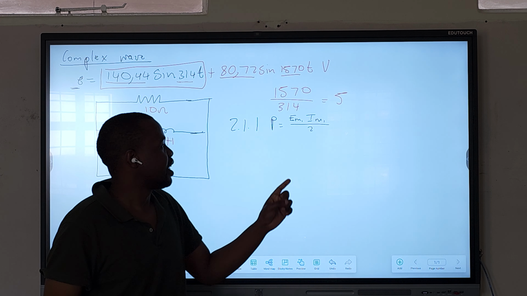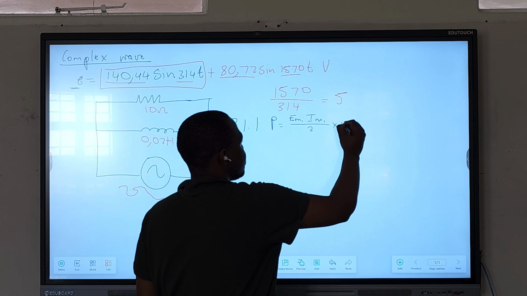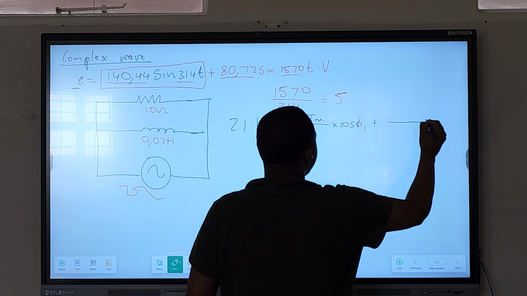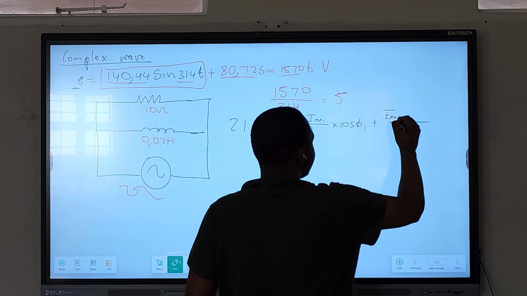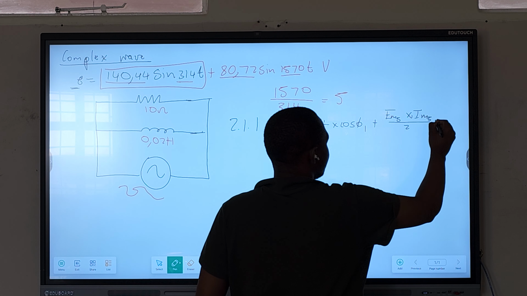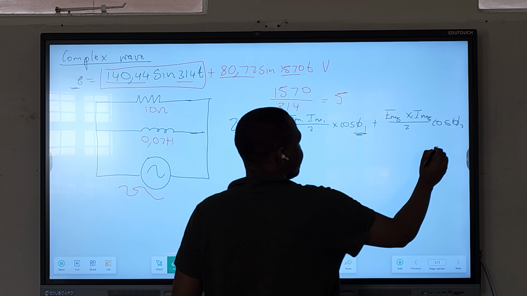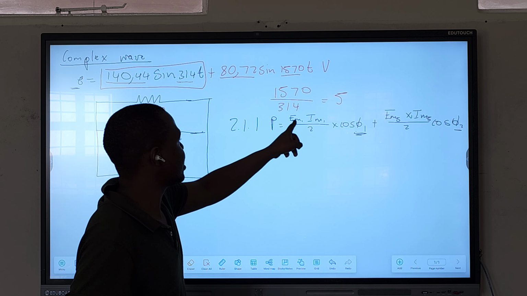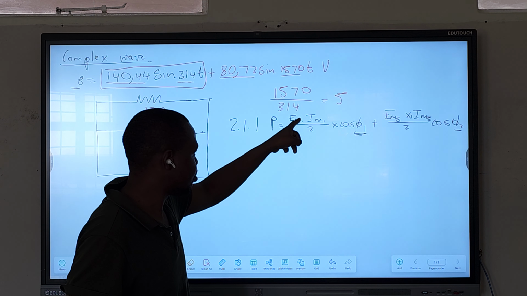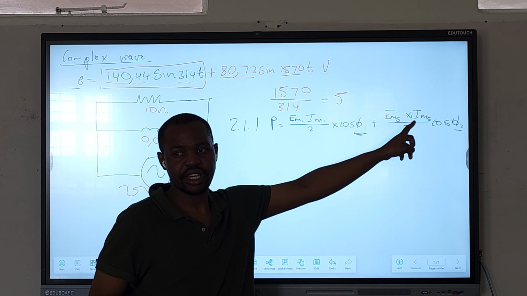Then times cos of the angle. So plus we have the fifth harmonic, so we're going to say E max 5 times I max 5 over 2 times cos of the angle. And guys, the angle is the angle between the respective current and voltage. So it's the angle between this maximum EMF and this maximum current, and this maximum EMF of the fifth harmonic and its current.